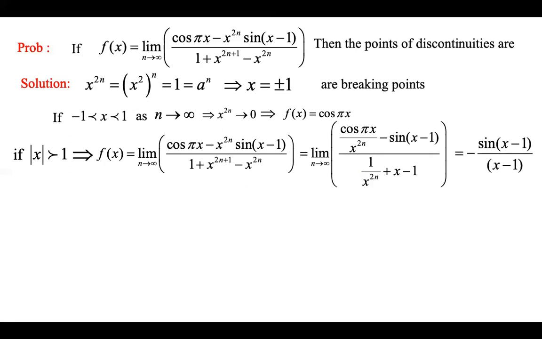This is exactly f(x) value when mod x is greater than 1, means x is greater than 1 or x is lesser than -1. In both the cases, f(x) formula is given by minus of sin of x minus 1 by x minus 1. So exactly in between -1 and 1 is over. Right side of 1 is over. Left side of -1 is over. Now let us see exactly at 1 and -1.